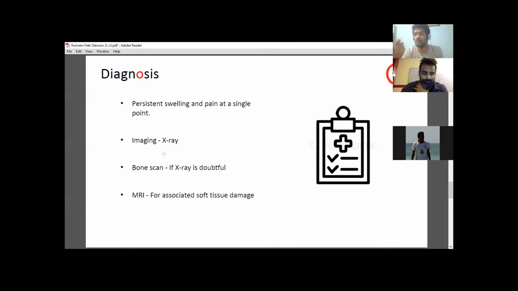Sometimes the X-ray doesn't show something like a stress reaction. So your doctor or your therapist might ask you to do something called a bone scan. Whenever the X-ray is doubtful, a bone scan will help us determine it. And then there's an MRI.